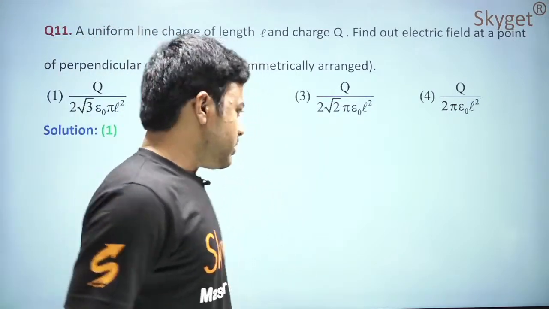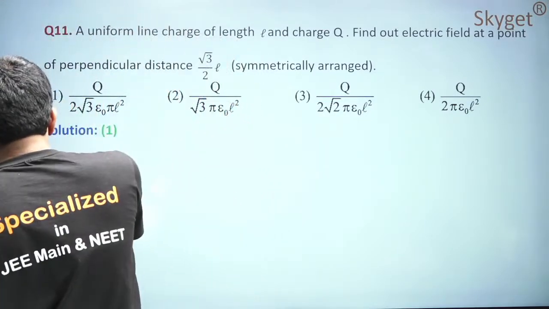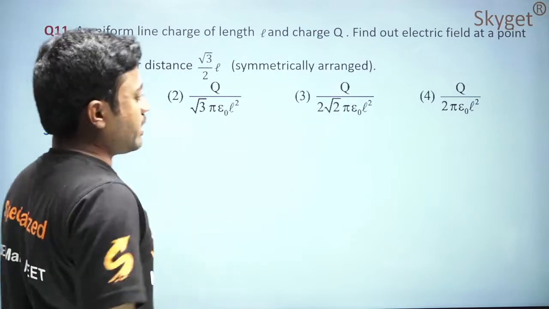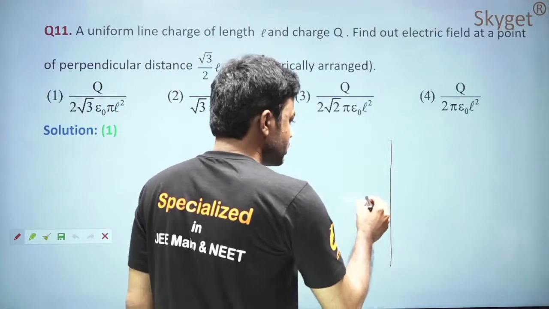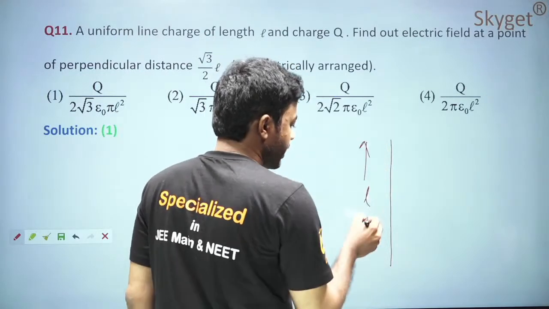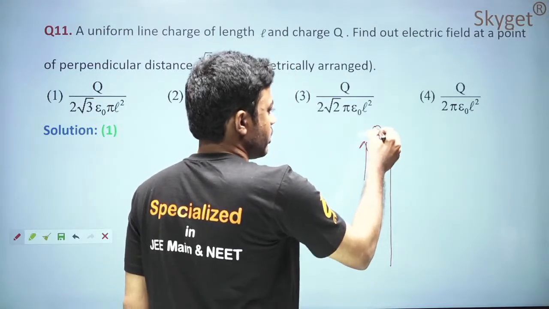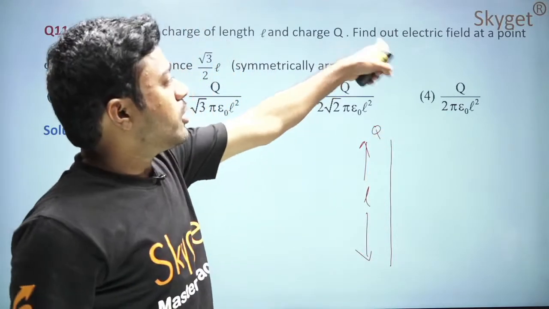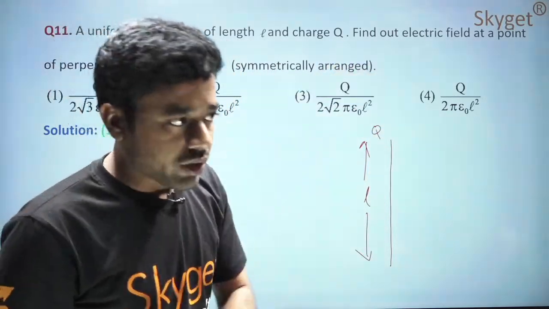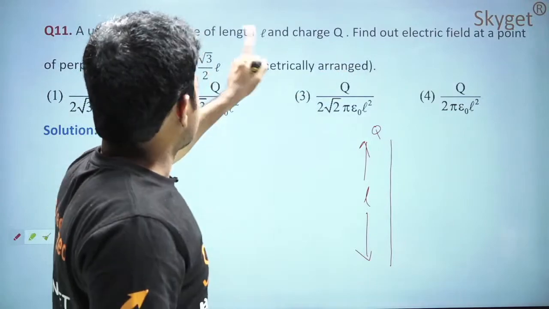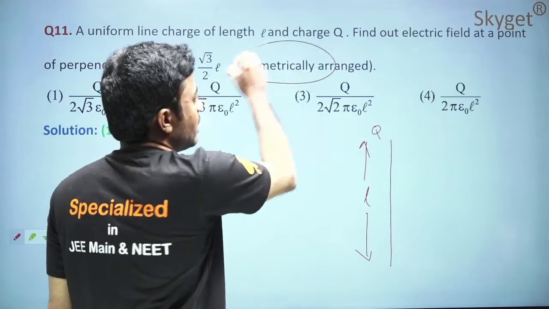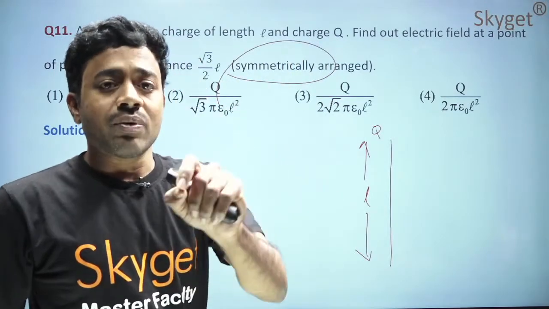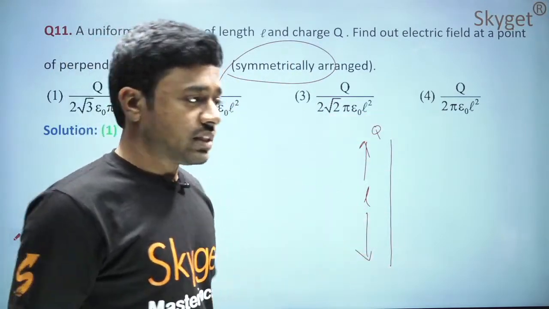So here in this problem, the main thing he has given is that it is one uniform line charge of length L, having charge Q. Then find out the field intensity at a point at a perpendicular distance of root 3 by 2 L, and also this point is symmetrical. That means that point makes equal angles with the two ends of this line.